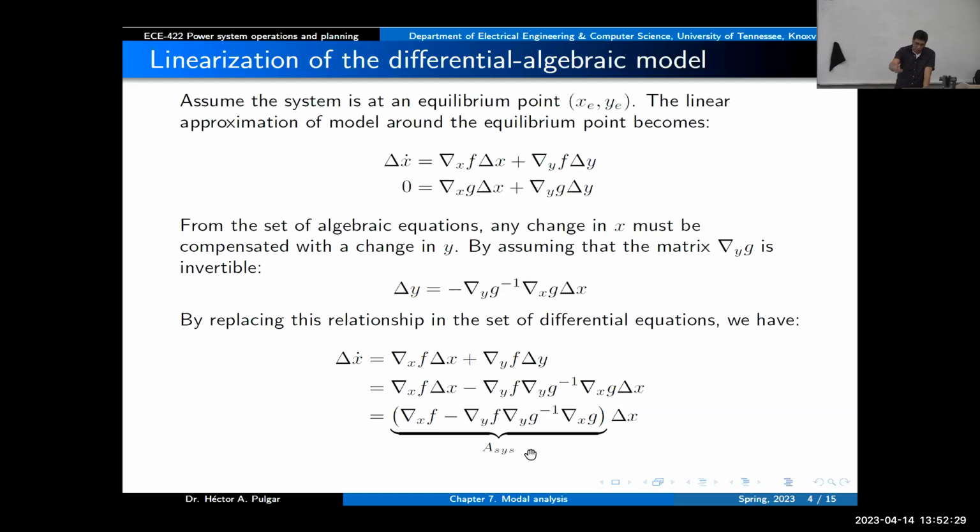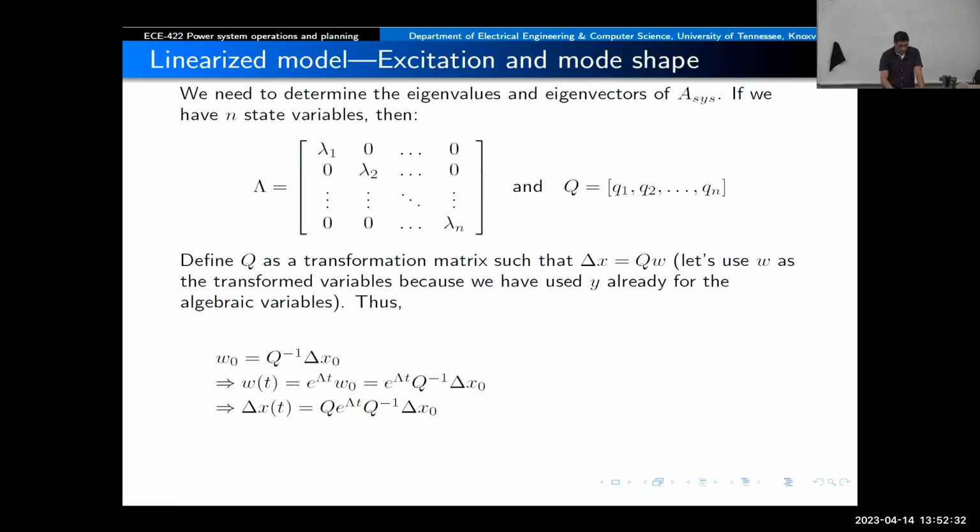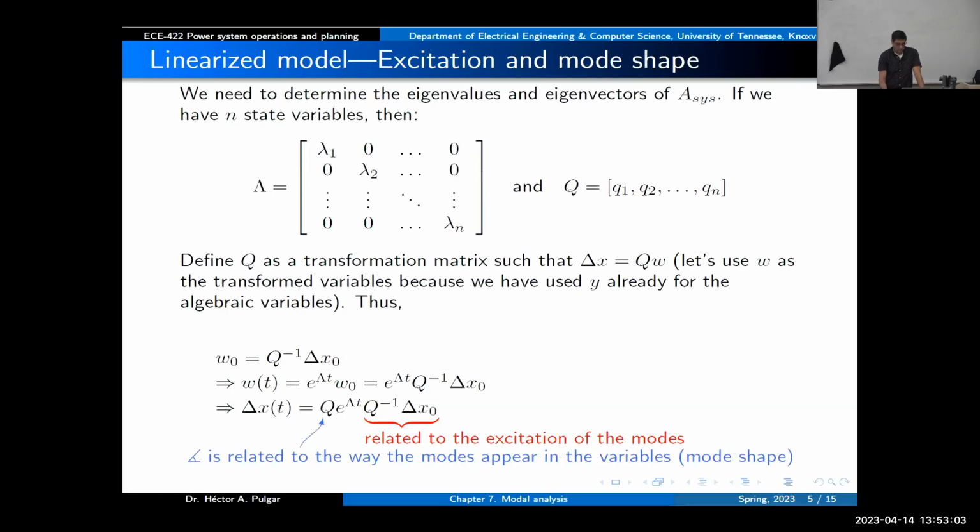With that system matrix, we apply what we did in chapter 2, and we calculate eigenvalues and eigenvectors, and then we came up with this expression for the state variables, how they are going to drift away from the equilibrium point, and that's the expression. So from here, we discuss two aspects of this solution. On the right side, we talk about the excitation of the mode. On the left side, by looking at the angle of those terms in the matrix Q, we talk about how these modes are going to appear in the state variable, and we call that mode shape.